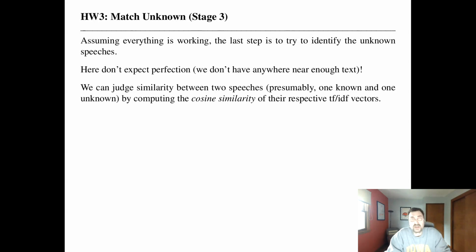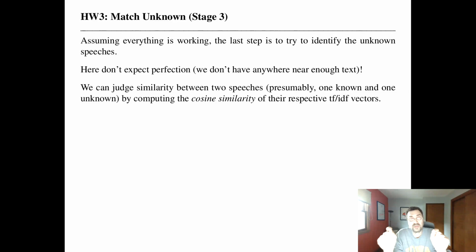Now, the basic idea here is that we can judge similarity between two speeches, presumably one of the known speeches, like one by Obama, and one of the unknown speeches by some unknown speaker. I do this by computing the cosine similarity between their two term frequency inverse document frequency vectors. In fact, if I take the unknown speech, I can compute its cosine similarity to all of the known speeches. And whichever one of those is closest to my vector should be the most similar in terms of vocabulary and topic and so on.